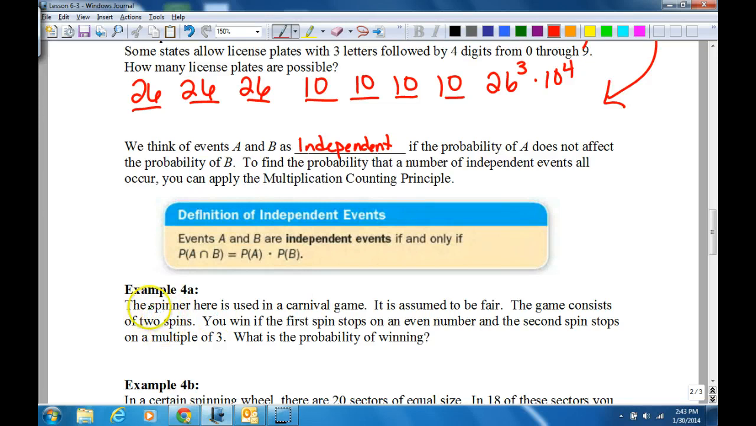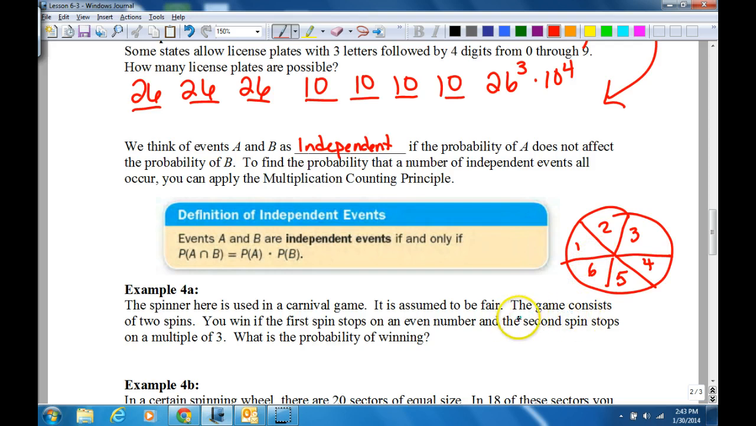All right. So, number 4A. The spinner here is used in a carnival game. It doesn't even show you the spinner, so I'm going to draw it. It looks like this. And you have numbers 1, 2, 3, 4, 5, 6. Okay? It is assumed to be fair. The game consists of 2 spins. You win if the first spin stops on an even number, and the second spin stops on a multiple of 3. What is the probability of winning?